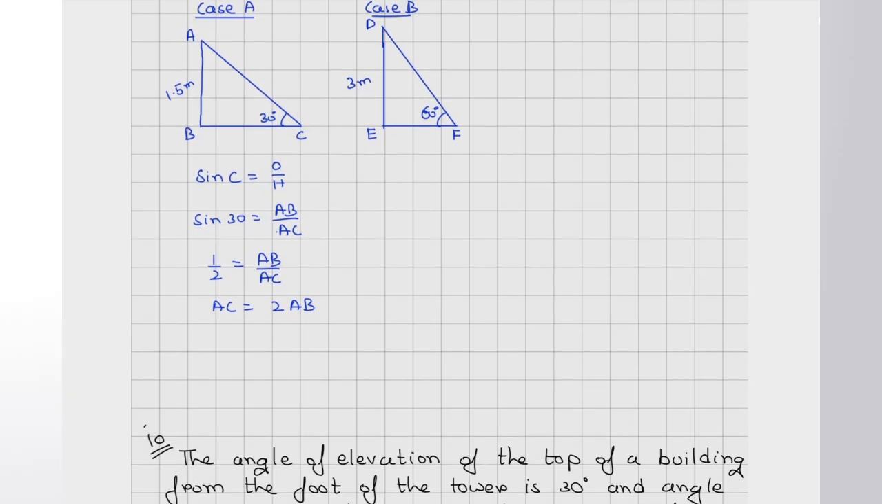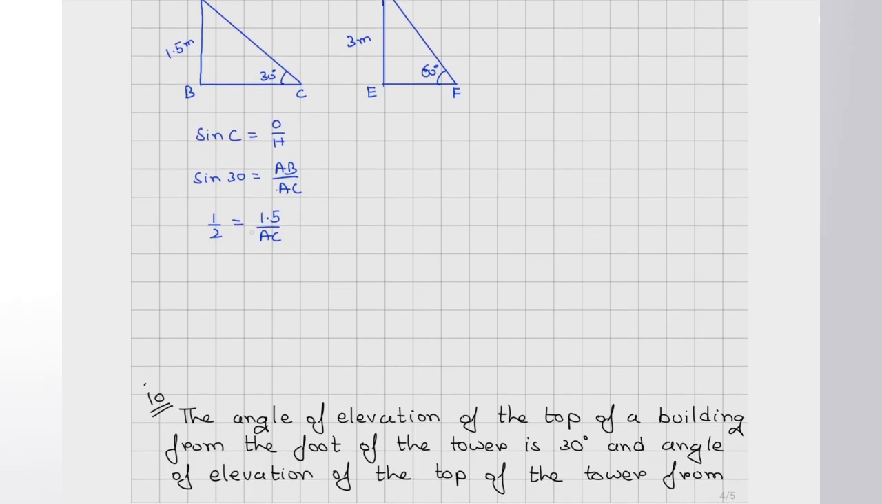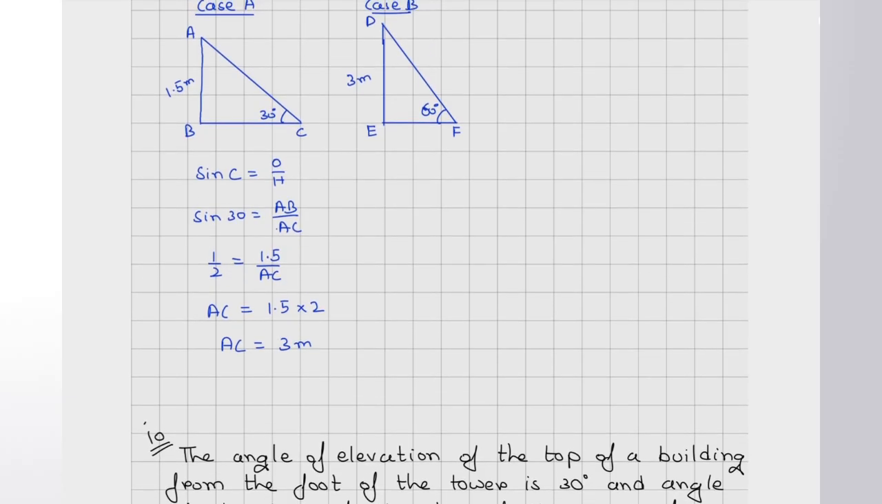Wait a minute. Oh, sorry, I have not written the value of AB, my mistake. The value of AB is 1.5 meter. So AC is equal to 1.5 into 2. AC is equal to 3 meter.